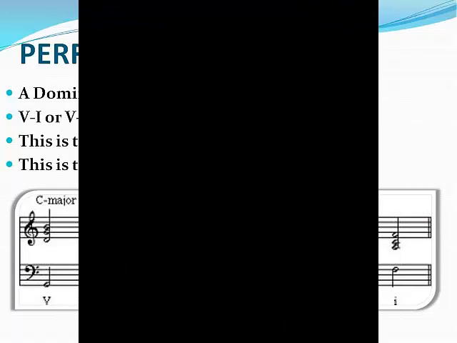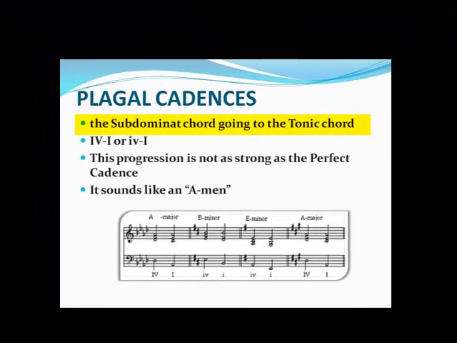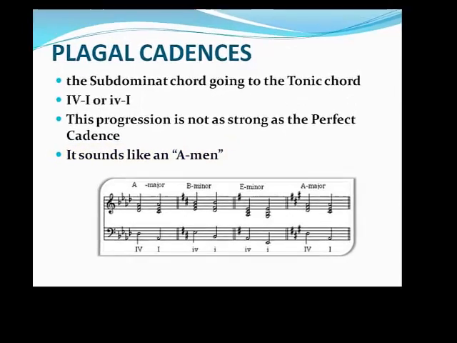The plagal cadence is the other final cadence. The plagal cadence has the subdominant chord going to the tonic chord. That means it's a 4-to-1 chord progression. While this is a final cadence, it's not as strong as the perfect cadence. It sounds similar to Amen. Let's look at these plagal cadences together.